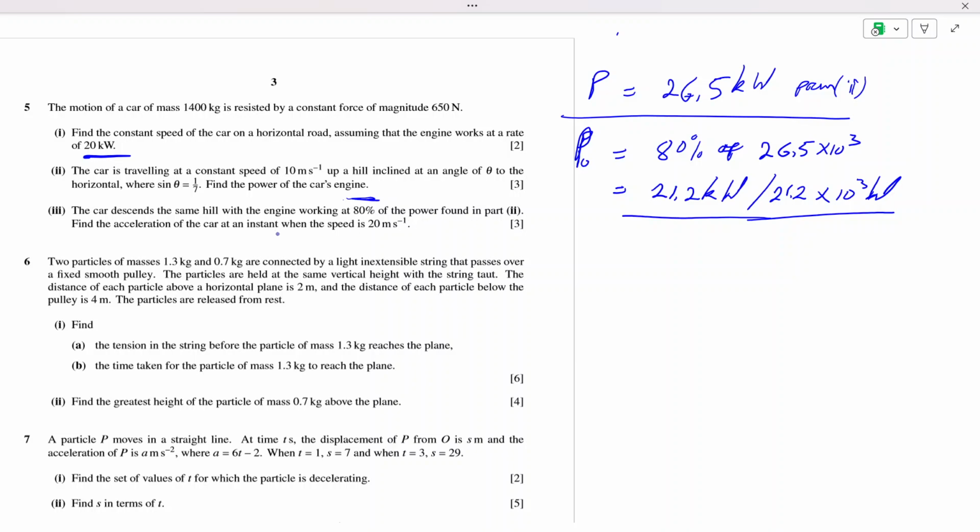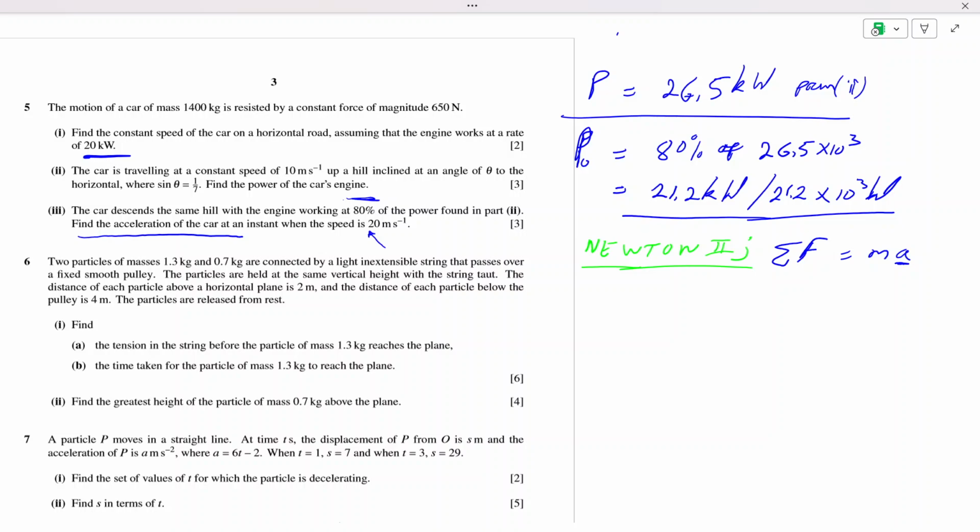Then the question proceeds, find the acceleration of the car at an instant when the speed is 20 meters per second. Now we need to find the acceleration. You see, now we go back again to Newton's second law. If you really do not understand where Newton's second law comes in, please watch the video in the description where I thoroughly explain how it works. Okay, Newton 2 again. The resultant force is equal to mass times acceleration.